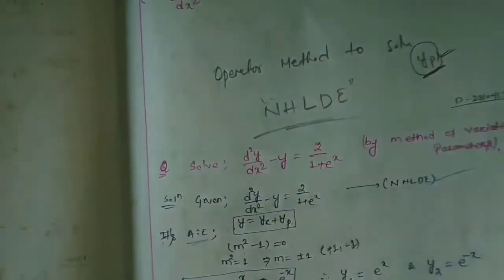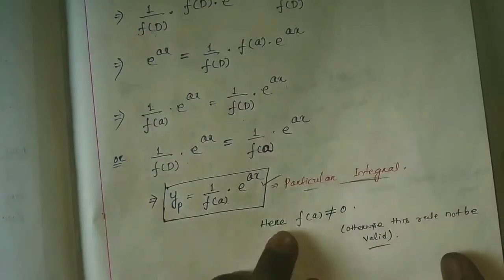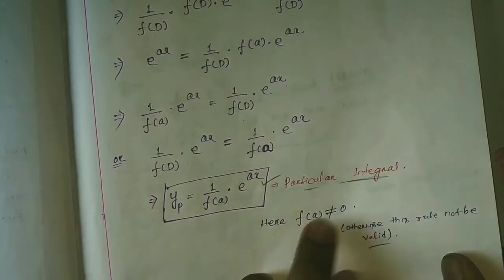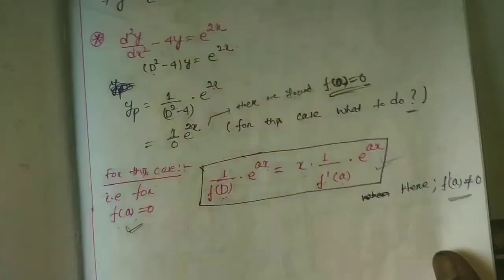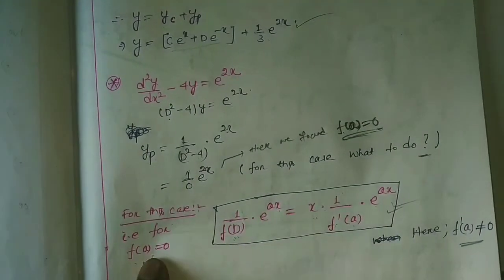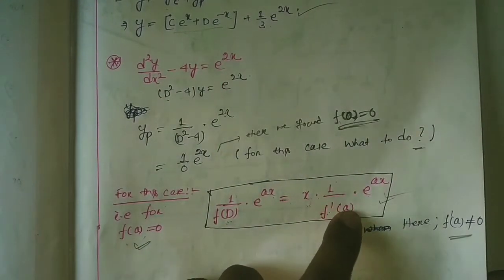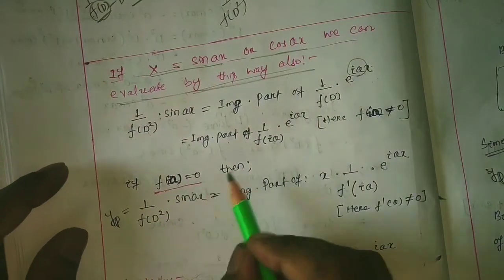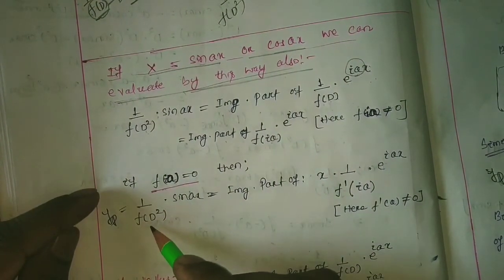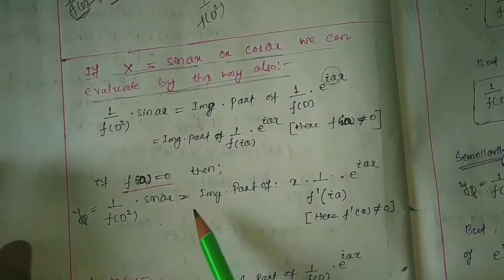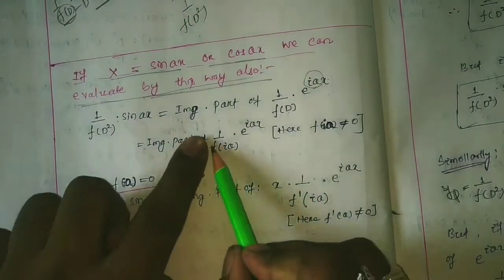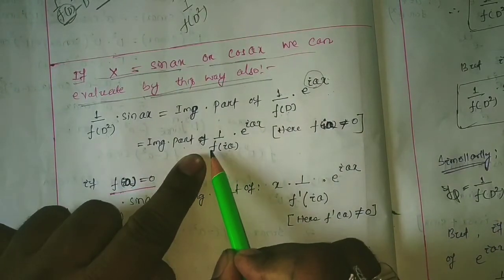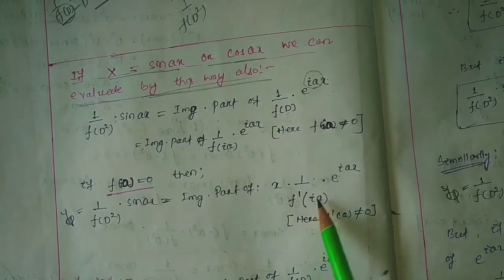You just see that if e to the power ax, this will be valid if f of a is not equal to 0. But if f of a equals 0, then x into 1 by f dash a, e to the power ax. The same thing we are going to consider here. Then if f of ia equals 0, then y p equals 1 by f of D square, sin ax, equal to the imaginary part of x multiplied into 1 by f dash of ia into e to the power ix.